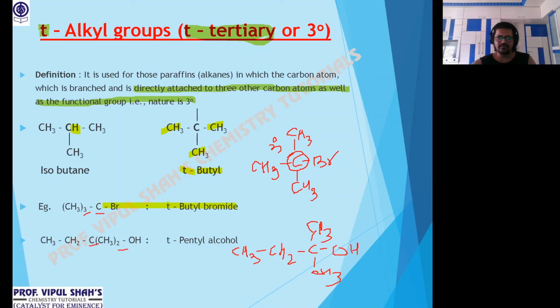Now if you observe this carbon atom, where the functional group is directly attached, this one is attached to 3 carbon atoms. 1, 2, 3. And the functional group is directly attached. We will say okay, the nature of this carbon will be 3 degree. That's why tert. And common name, count all. So 1, 2, 3, 4, 5. Tert pentyl alcohol. Clear tert, everyone? Okay.